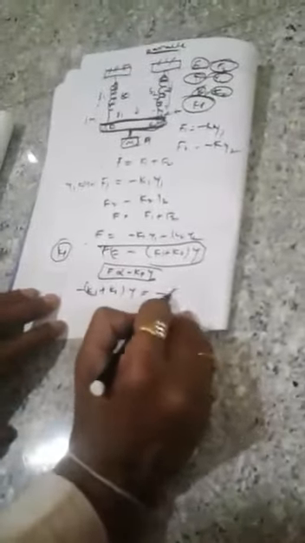If kp is the force constant for parallel, then we write that force is proportional to minus kp into y. This is another equation. From this equation and the previous equation, we equate them. What we get is minus (k1 plus k2) into y equals minus kp into y. Therefore kp is equal to k1 plus k2. This is the spring constant for parallel.